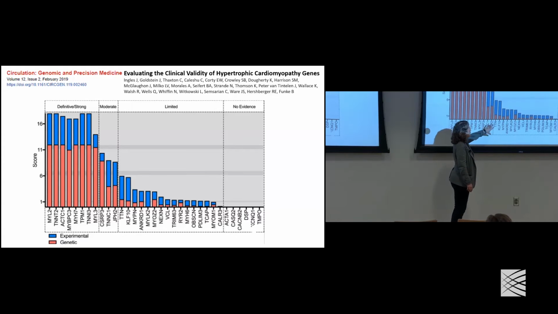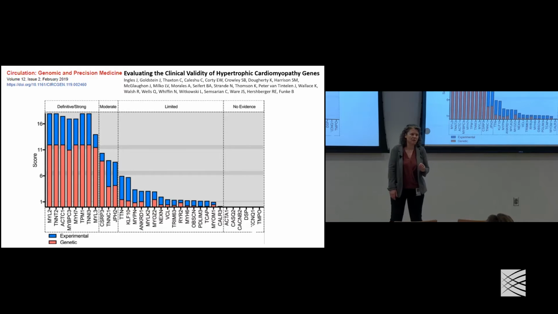And what you often see is there'll be a tiny bit of genetic evidence. The genetic is in red. And then most of the supporting data is functional studies, which don't always represent a good model of disease. And those are times when things go awry.